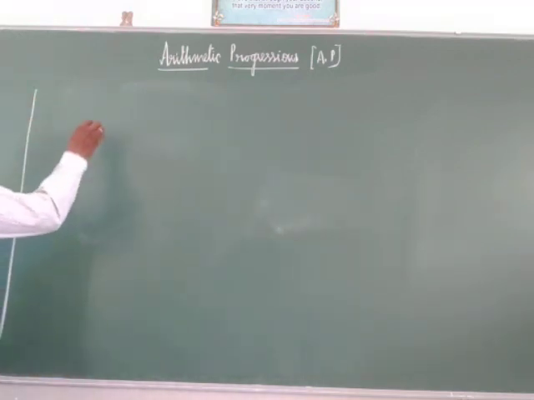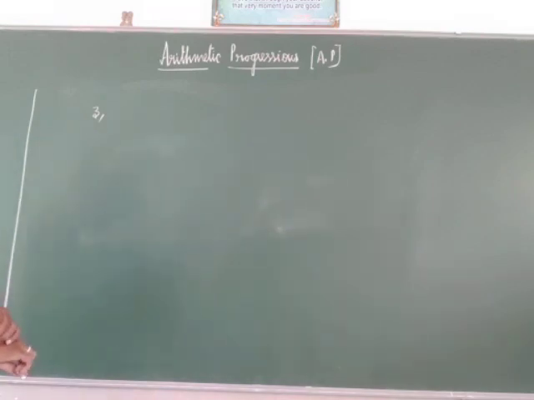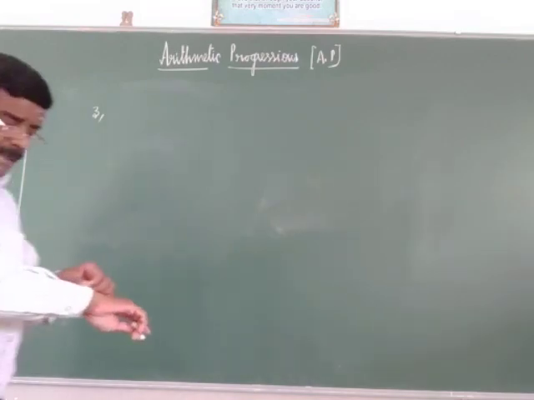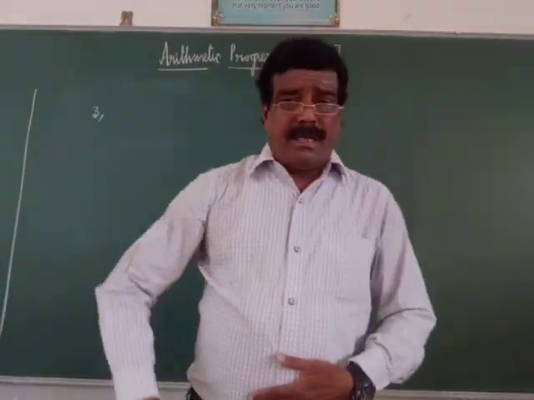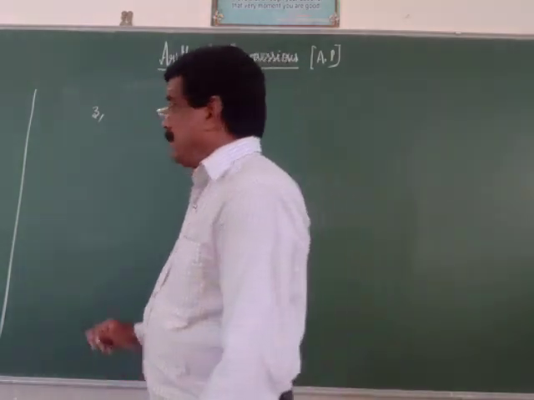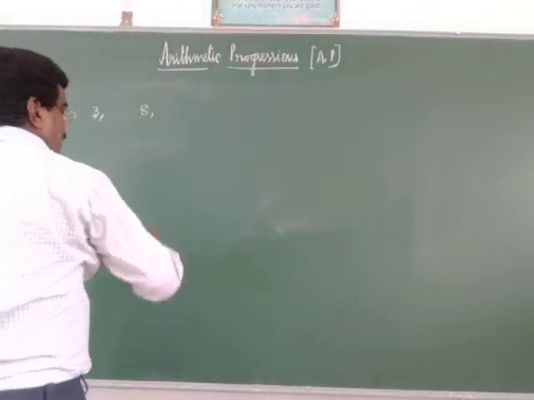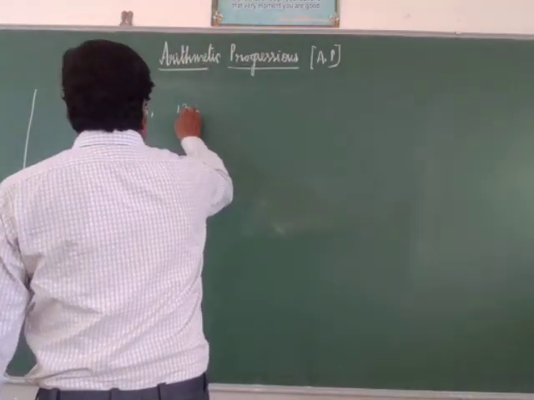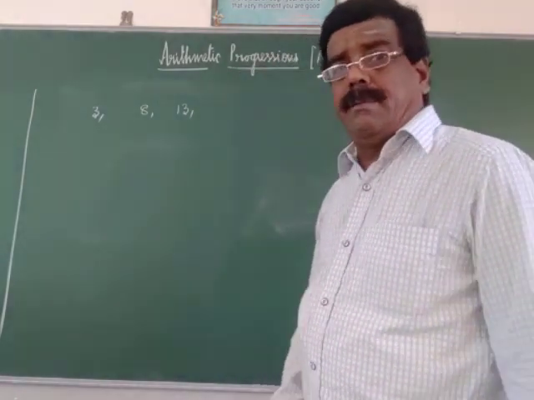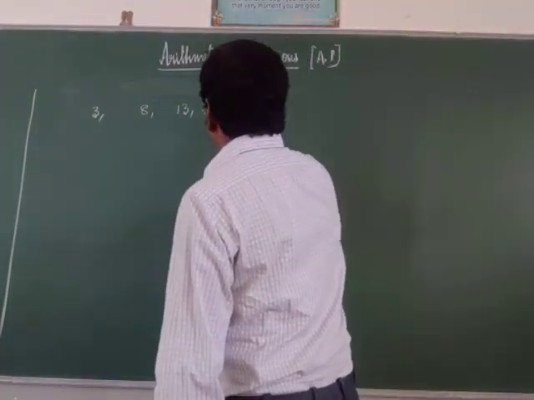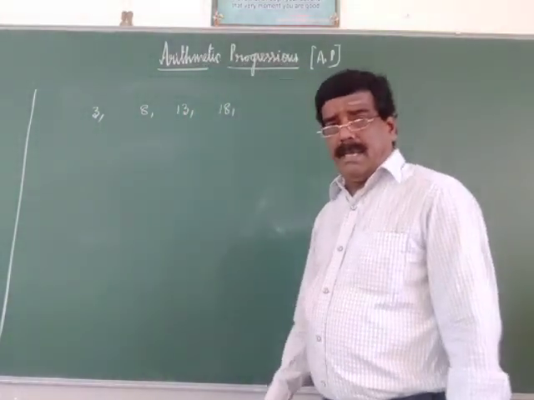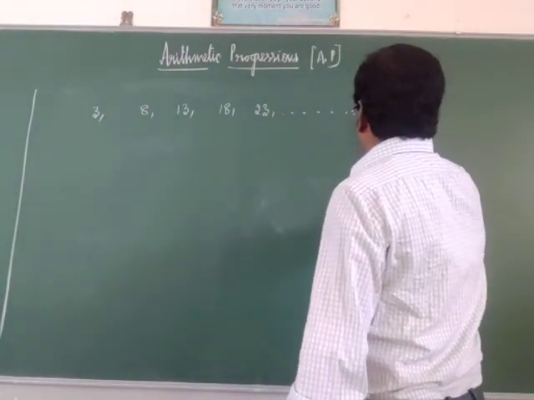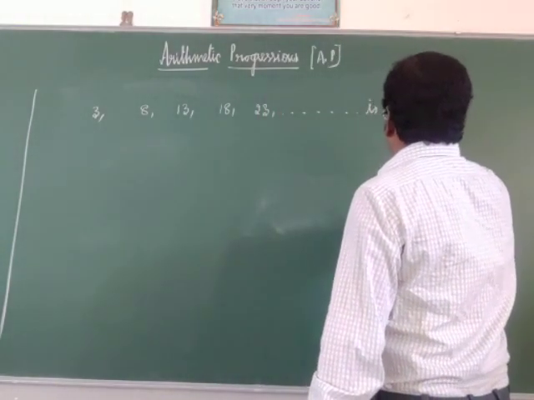So let me say now, the first term of an AP is 3. The first number is 3. Then I need the number 5. Like that you can think, that is 3 plus 5. 3 plus 5 is 8. Again 8 plus 5, 13. 13 plus 5, 18. 18 plus 5, 23. Like that, it is an AP.